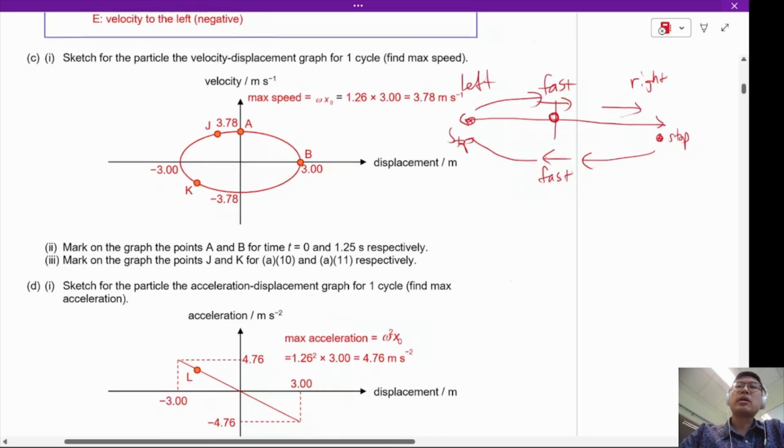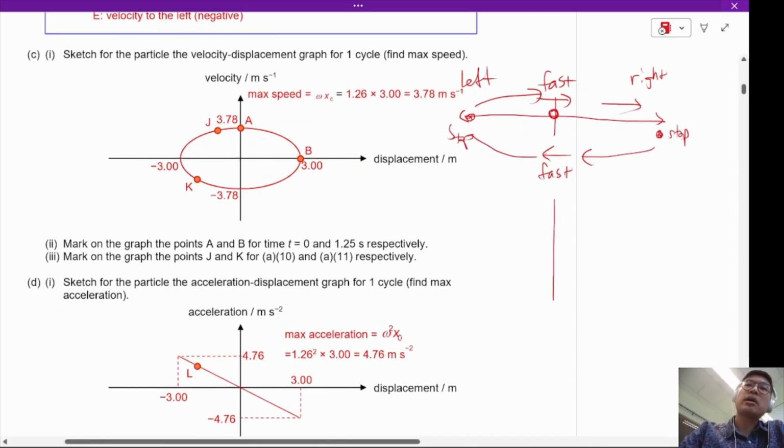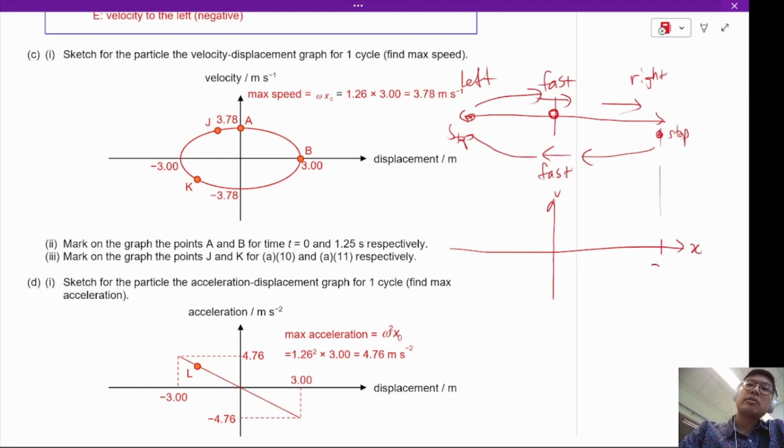So let's take a look at how we're going to draw the velocity displacement curve for this. Now the object goes right by 3 meters over here, and then it goes to the left. This is minus 3 meters over here, minus 3 meters.